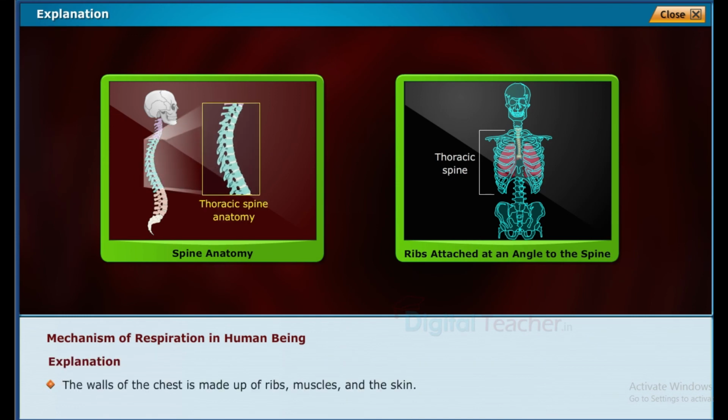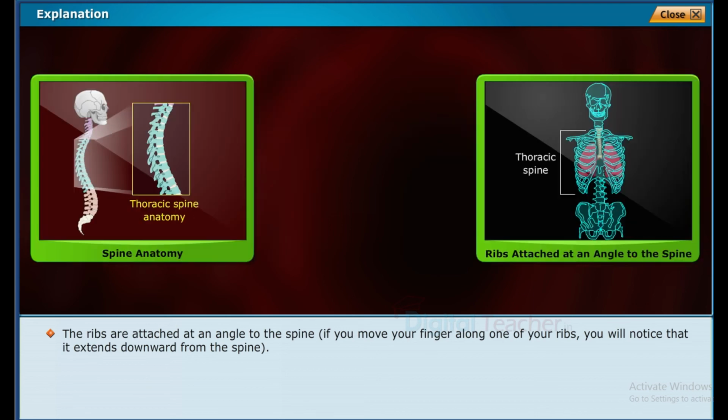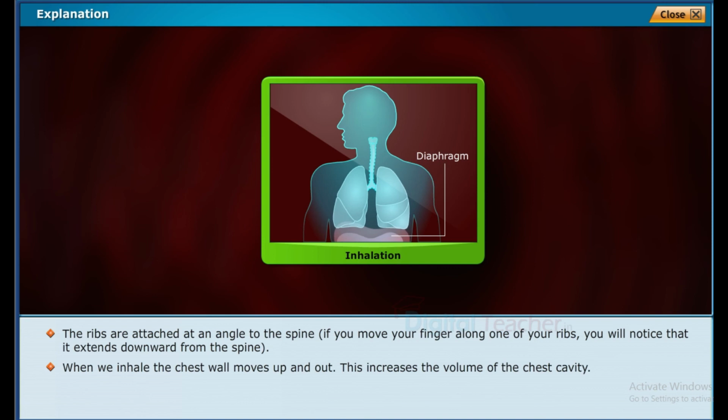The walls of the chest are made up of ribs, muscles, and the skin. The ribs are attached at an angle to the spine. If you move your finger along one of your ribs, you will notice that it extends downward from the spine. When we inhale, the chest wall moves up and out. This increases the volume of the chest cavity.